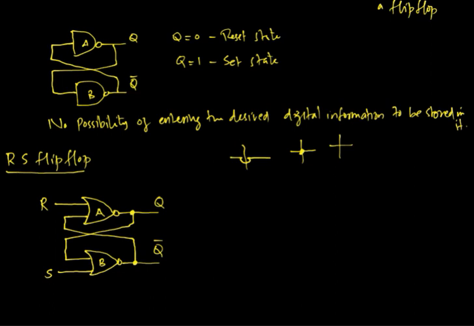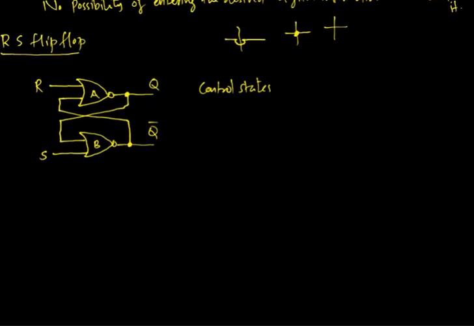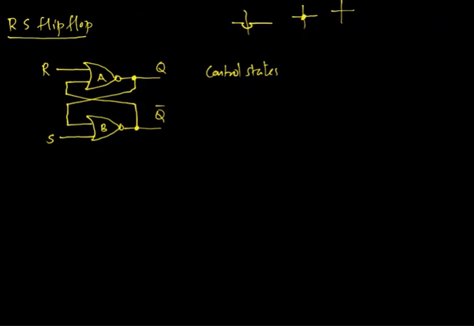So this modification is made in the latch circuit in order to have control states of the flip-flops. It is made to have controlled output states, so that the desired digital information can be stored in it. By making it a control state, we can have a desired digital information storing capacity.